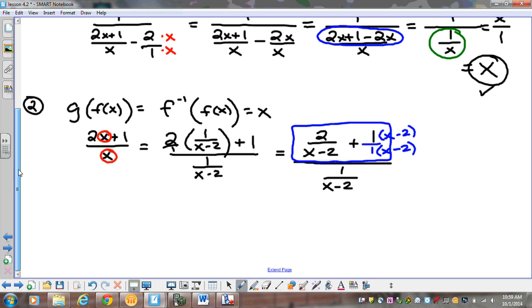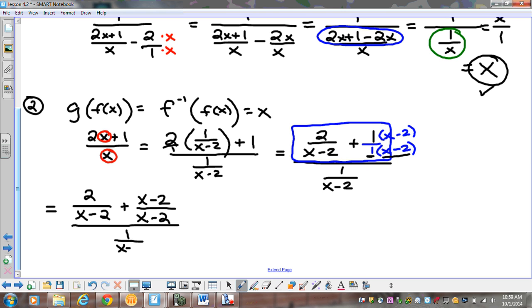So instead of trying to do it all in my head, I'm going to bring it all right down here. I've got my 2 over x minus 2. I didn't manipulate that at all, so that's still there. Plus, now if I take this 1 and I distribute it to both pieces, 1 times x minus 2 is just x minus 2 over, same thing here. The denominator, 1 times x minus 2 is just x minus 2. All that over my original denominator with this thing.